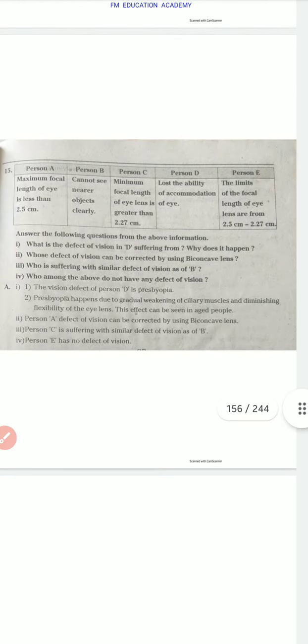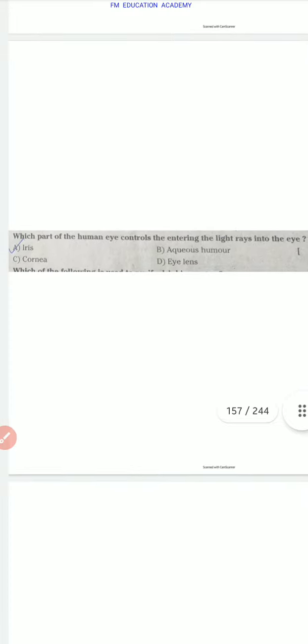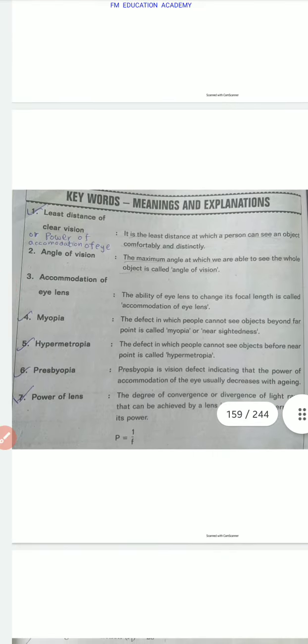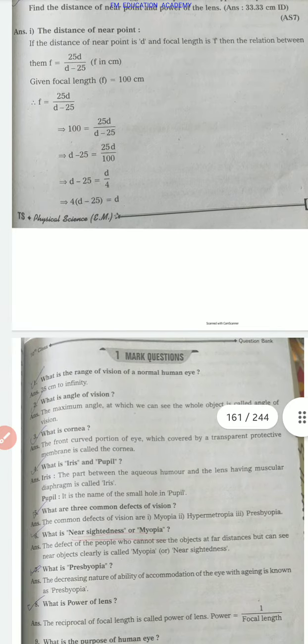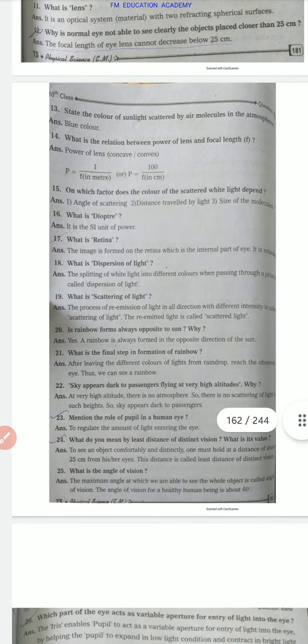Then this question is there. Okay, entering into the eye, iris. What happens if ciliary muscles do not perform contraction and expansion? Guess and write the reason. Then again ticked questions here. This problem, ticked questions here. Again here also ticked questions or star questions. Just go through it.